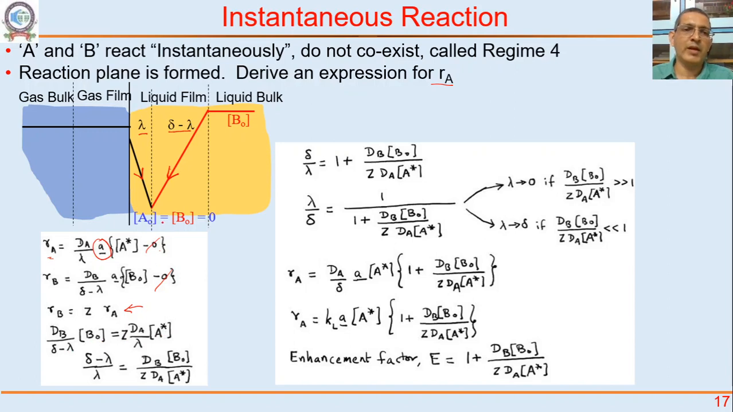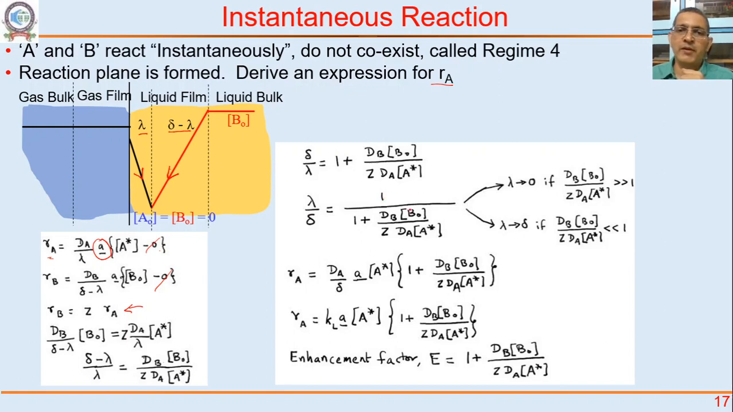So we can solve for lambda, because lambda is unknown. So delta minus lambda by lambda would be dB B naught by Z dA A star, or delta by lambda would be 1 plus dB B naught by Z dA A star. So lambda by delta would be the reciprocal of this.